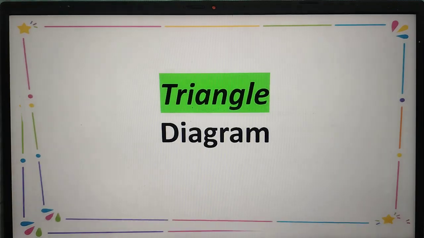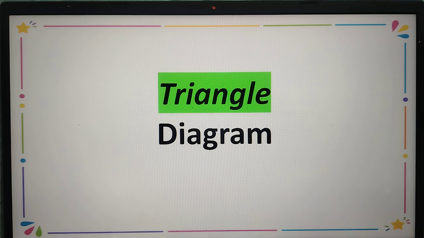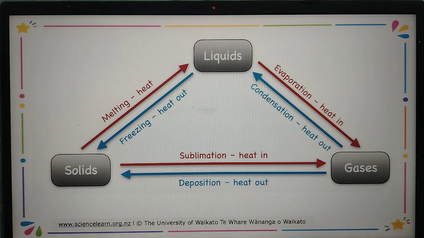Ta-da! Now, in introducing these processes, we can use the triangle diagram. This is a very easy way to make the understanding of the different states of matter, the processes behind these three states of matter. Now, the parts of the arrow, take note that the arrow has the starting part of the arrow, then the arrowhead.